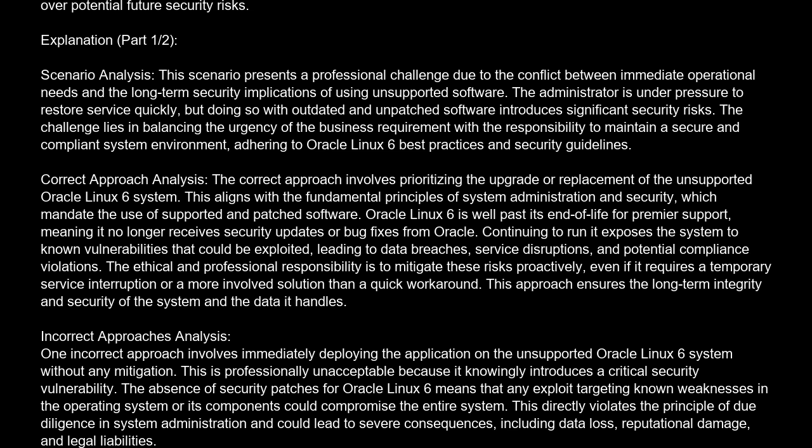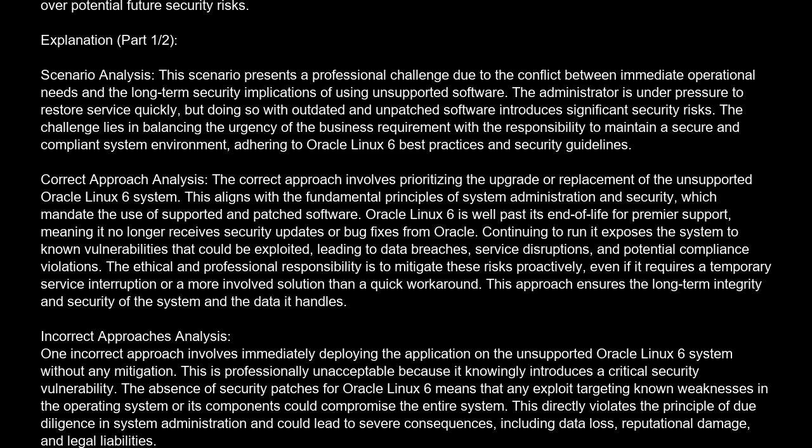Correct approach analysis. The correct approach involves prioritizing the upgrade or replacement of the unsupported Oracle Linux 6 system. This aligns with the fundamental principles of system administration and security, which mandate the use of supported and patched software. Oracle Linux 6 is well past its end of life for Premier support, meaning it no longer receives security updates or bug fixes from Oracle.